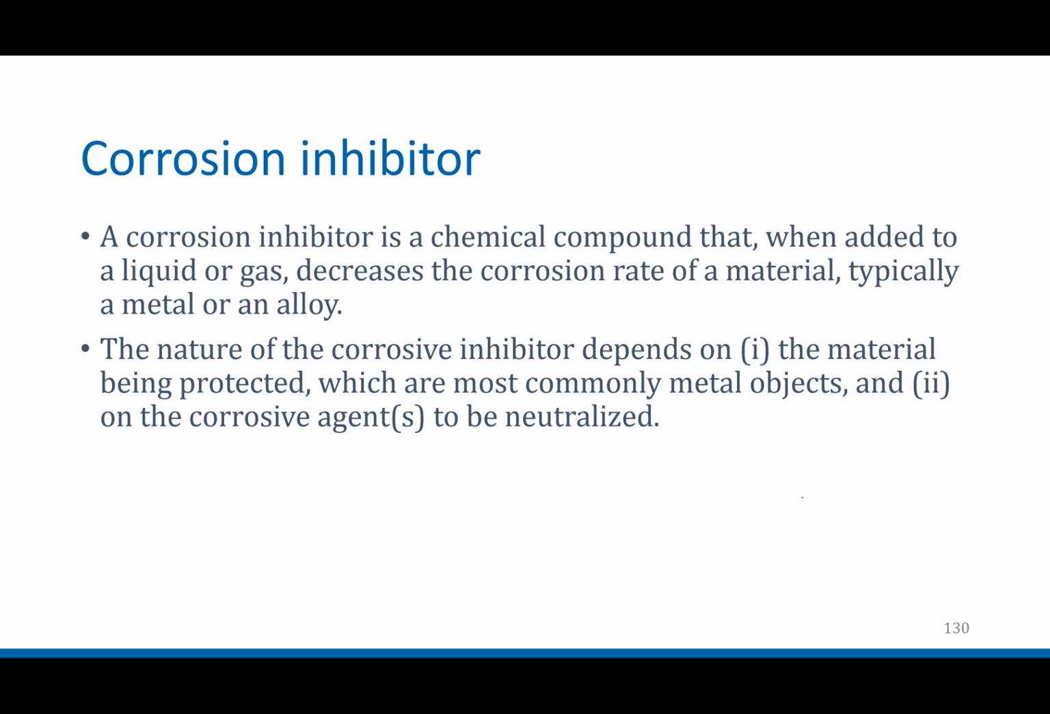So what we can use in the oil and gas industry is a corrosion inhibitor, not a chemical inhibitor, a corrosion inhibitor. This is a chemical compound that you can add to your oil or gas to decrease the rate of corrosion.